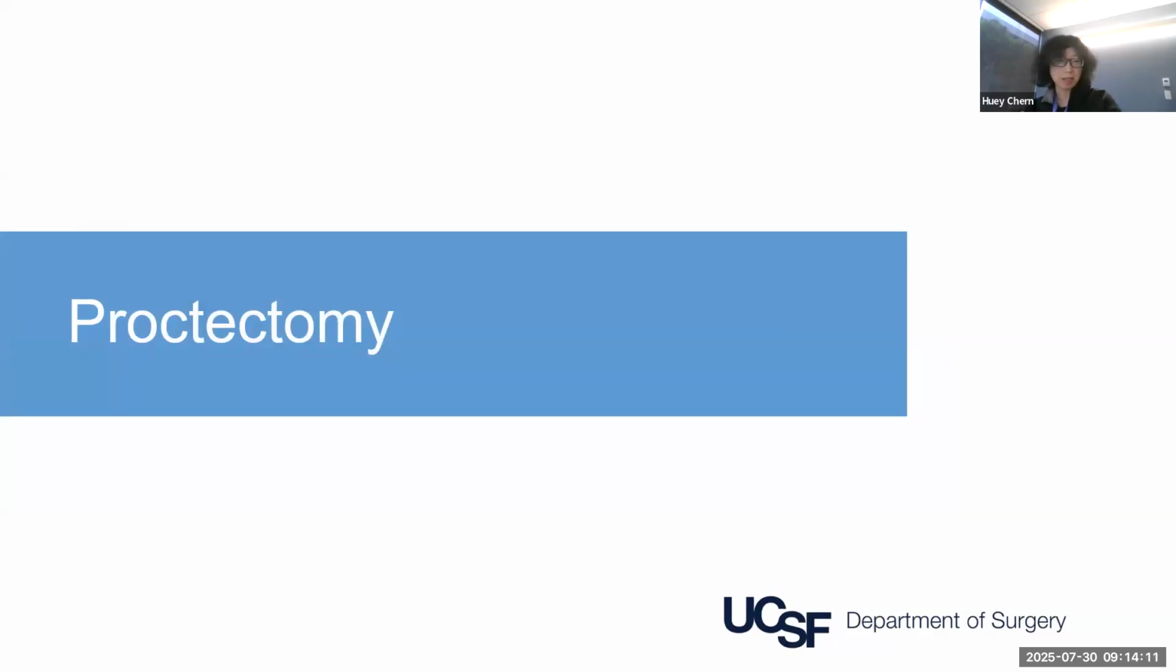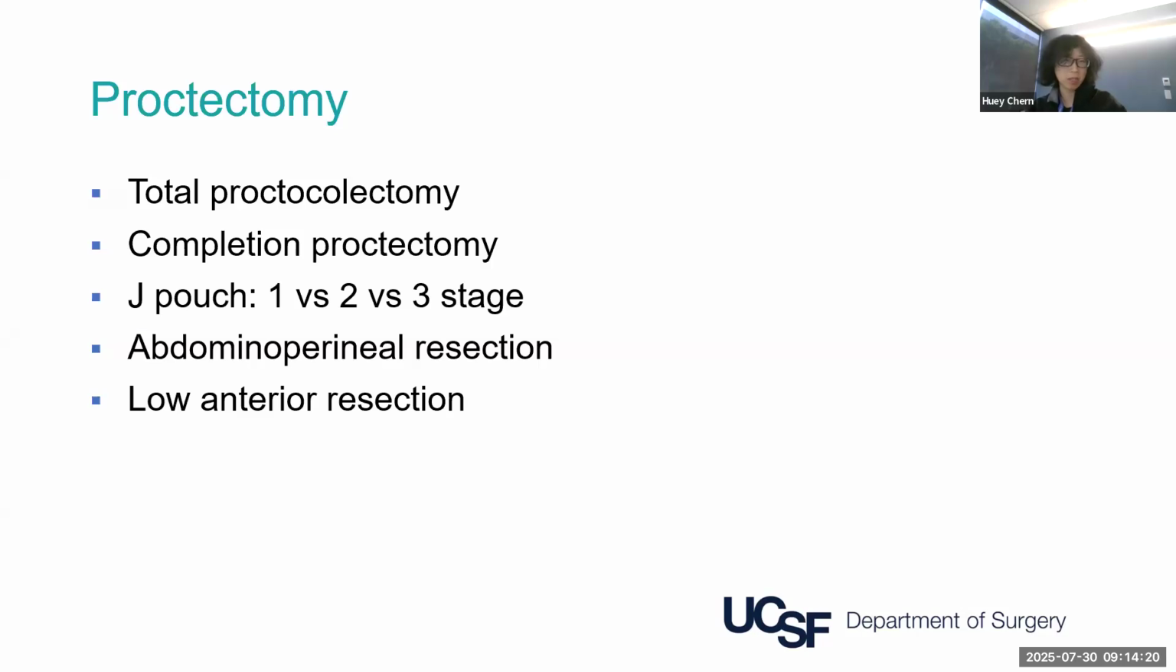So we can move on to proctectomy. Anytime you see the word proctectomy, that means something is done to the rectum. Here are some procedures I can think of where proctectomy is involved. We'll talk about total proctocolectomy, what a completion proctectomy is. For UC, we form a J-pouch, so we can review what it means to do that in one stage, two stage versus three stage. And also what's an abdominal perineal resection versus a low anterior resection.